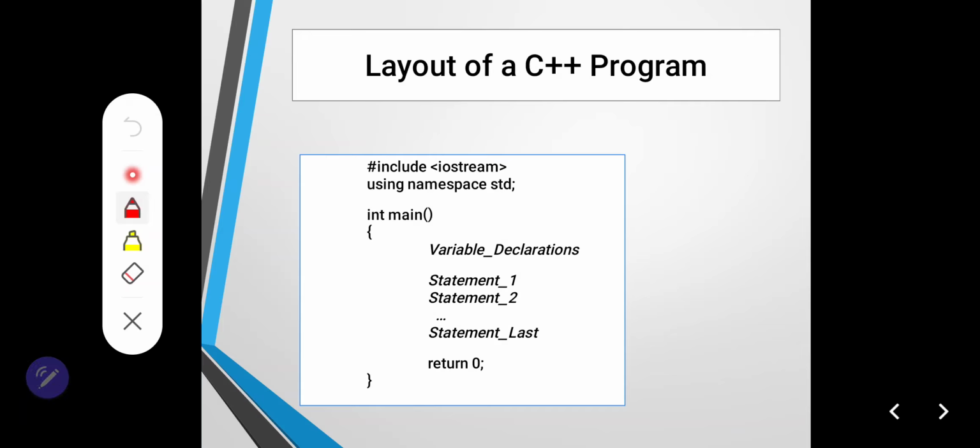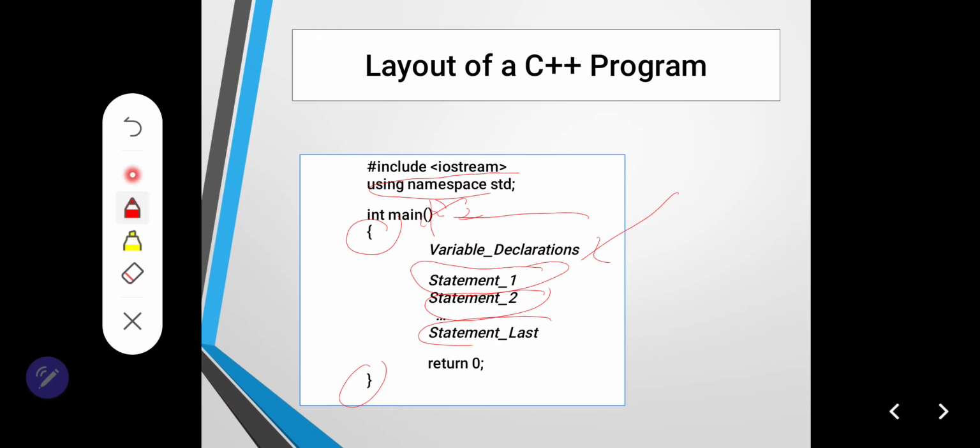Layout of a C++ program. You can see on this layout, hashtag include angle bracket iostream, using namespace std semicolon, and then you give int main, and you have to give parentheses, and in here curly bracket, and you can write your code in here, statement 1, statement 2, and then until the last statement.